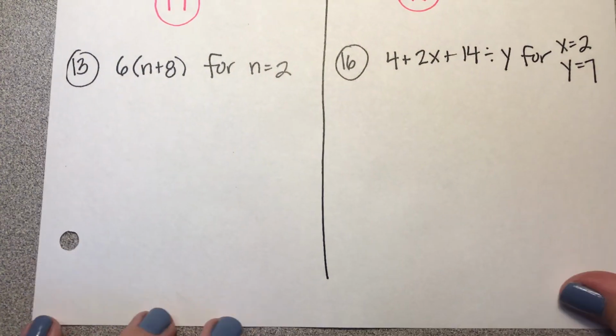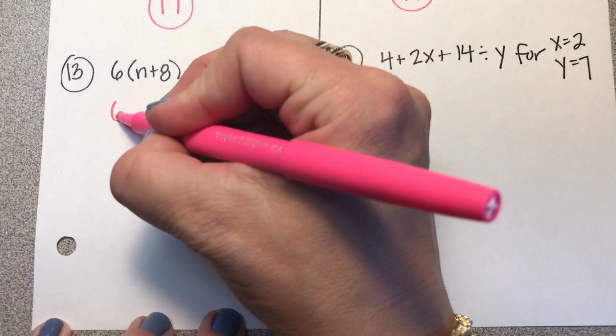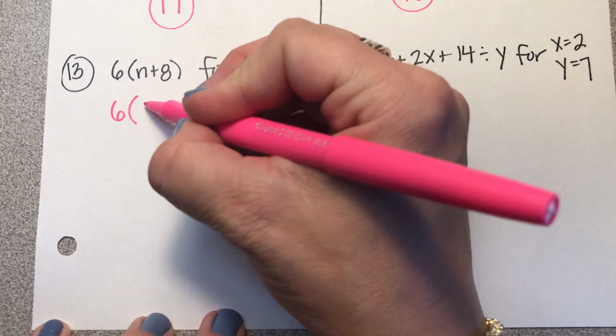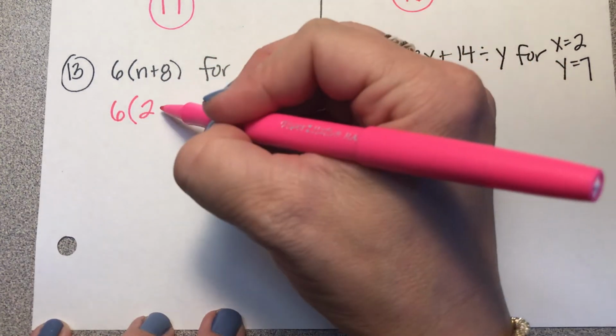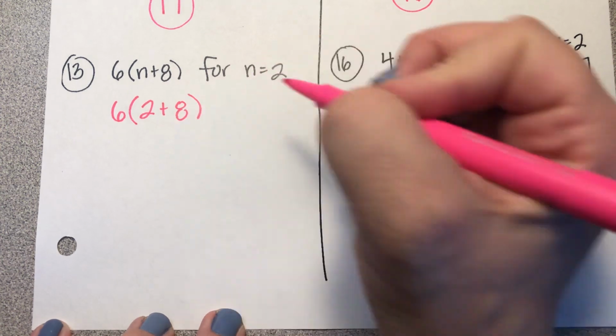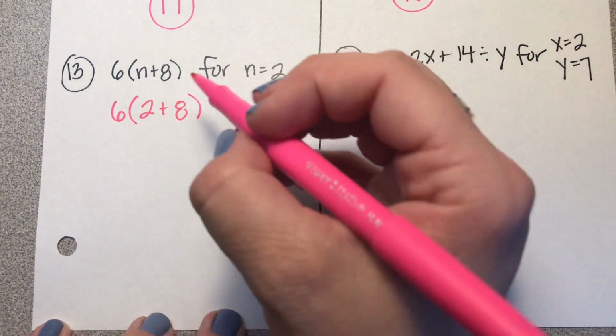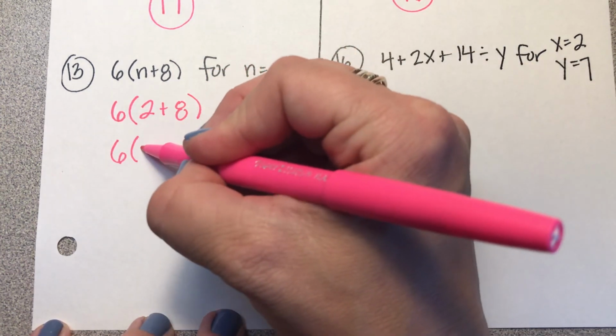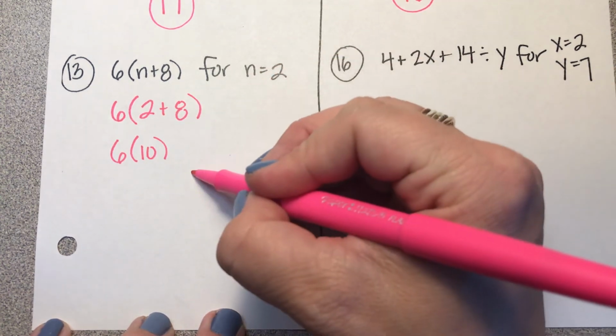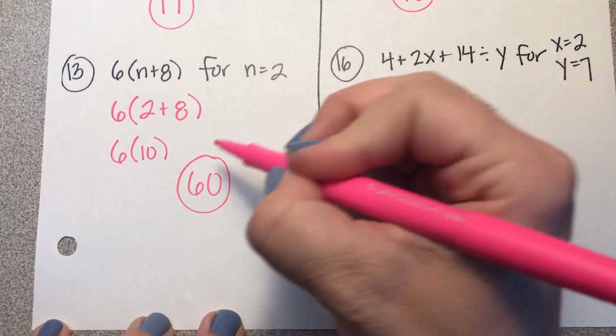And then down here, number 13, 6 times n plus 8. So 6 times 2 plus 8. Inside my parentheses, 2 plus 8 is 10, and 6 times 10 would be 60.